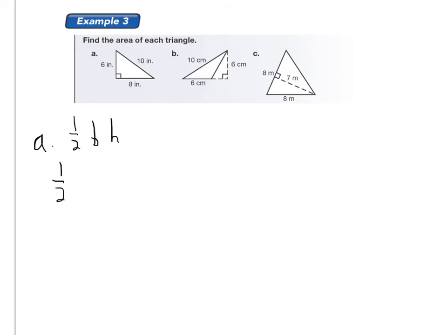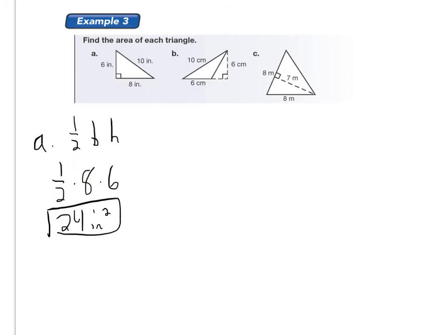1/2 of the base. The base is usually the one that goes side to side. Doesn't always have to be though. But then the height is the one that makes a 90-degree angle with it, which is 6. Notice we don't use 10 because this line doesn't make a 90-degree angle with 10, and neither does this line. So I take 1/2 of 8 times 6. Well, I could take 8 times 6 and get 48, and then do half of that. That's just 24. And it's area, so I label inches squared.